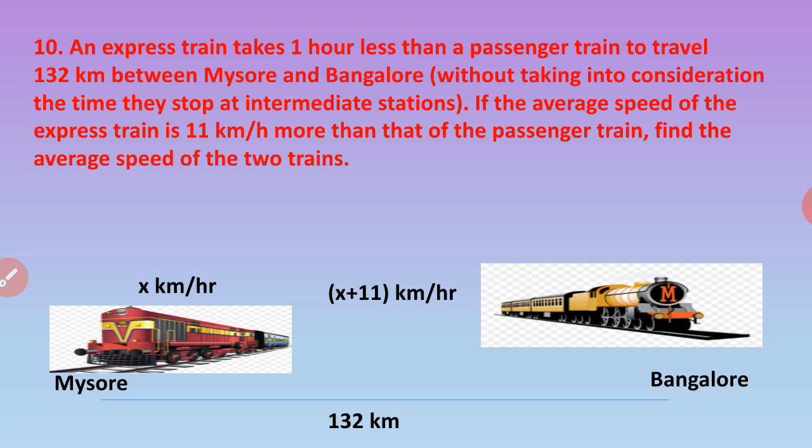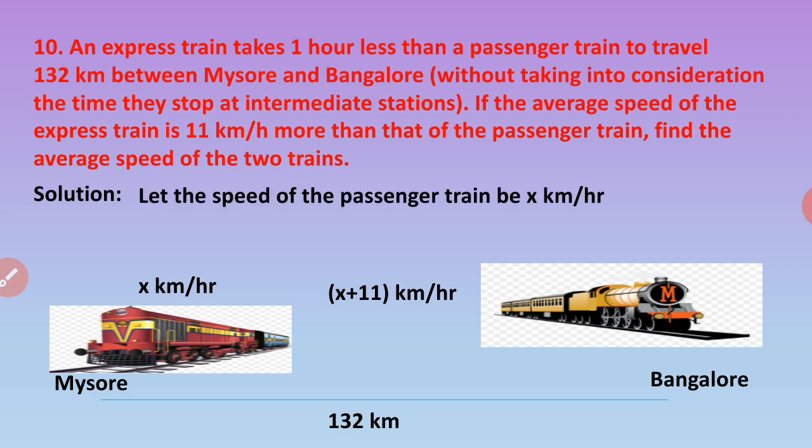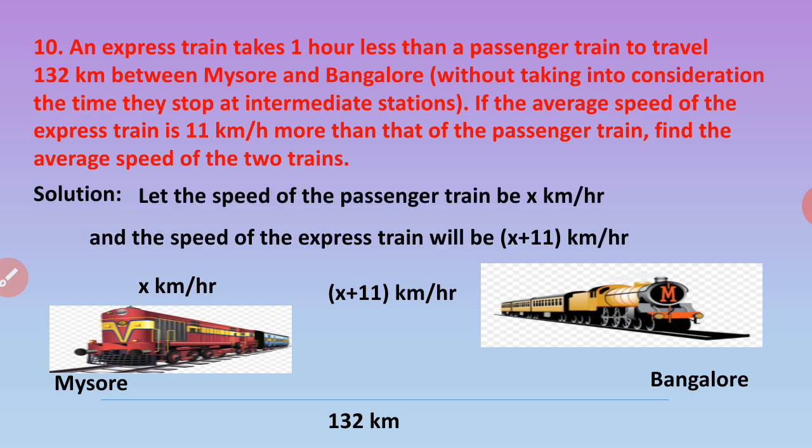So what we have been considering here is the speed of the passenger train, that is lesser. Let it be x kilometer per hour. In that case, the speed of the express train will be 11 kilometer per hour more than that, that is x plus 11 kilometer per hour. So the first initial statement followed by the next. Now we know the speed of both the trains.